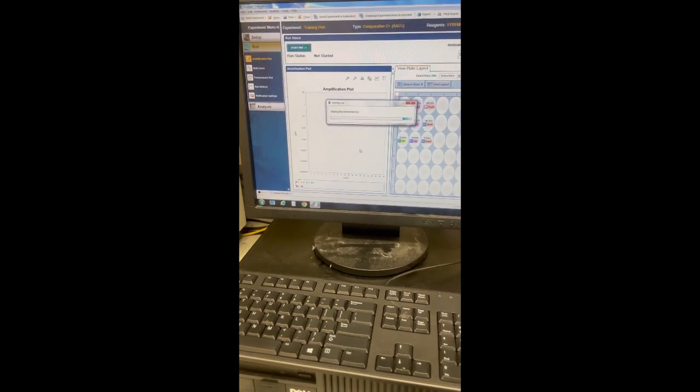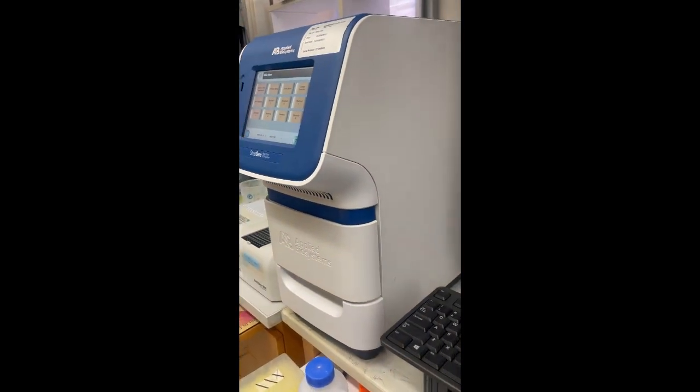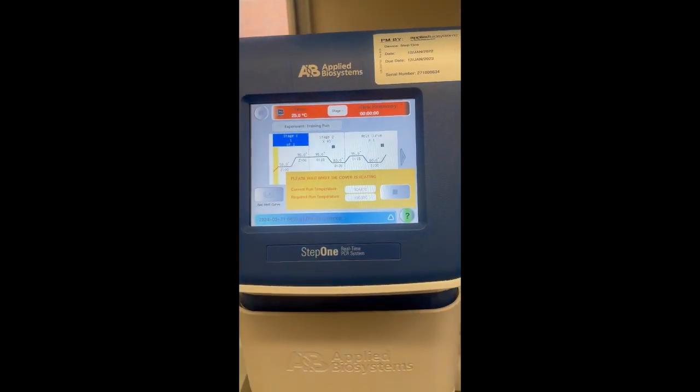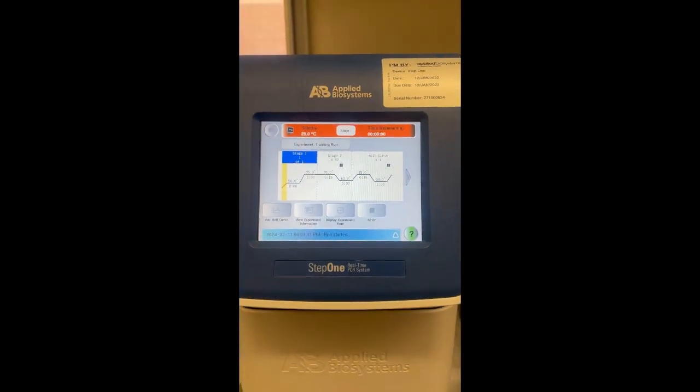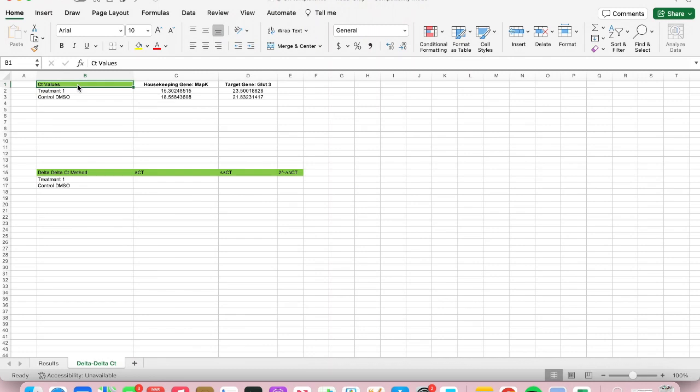Now, in qPCR, this is done with a fluorescent reagent, which basically determines the actual amount of PCR product at a given cycle in real time. Let's analyze our data. Now, qPCR measures the increase in fluorescence as the reaction proceeds. Our threshold cycles, or our CT values, are the cycles where the accumulation of fluorescence signal became detectable.